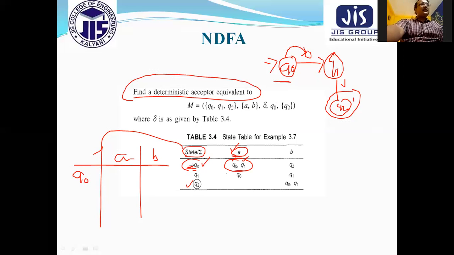Now the task is Q0 taking the A, where is it going? It is going to Q0 and Q1. So I can write here in this way. Also make this one in this way, because here I can consider this as one state only. Now taking the B, it can go to the Q2.